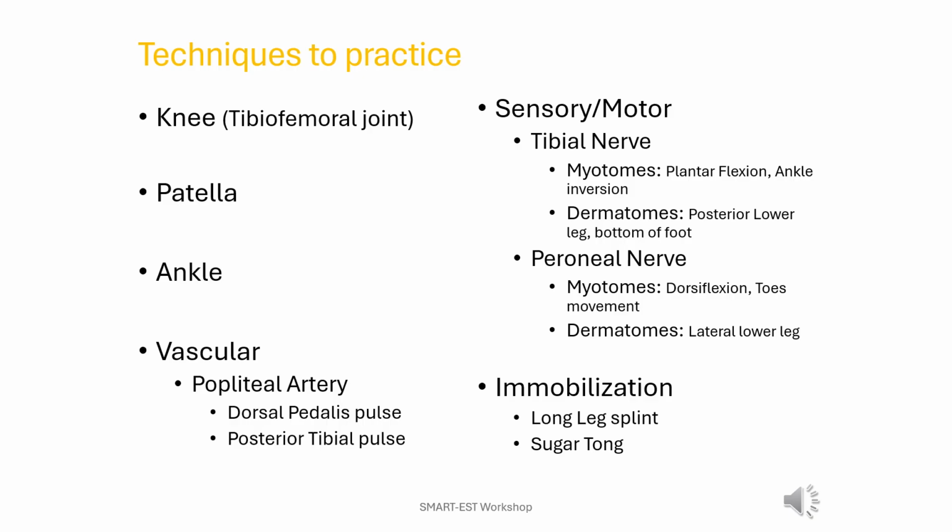the lateral lower leg. And then hopefully you have two flexible moldable splints where you could apply a long leg splint as well as a sugar tong splint to the ankle, but you should attempt all of these techniques on your patient partner at this time.